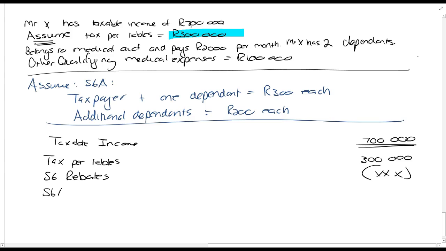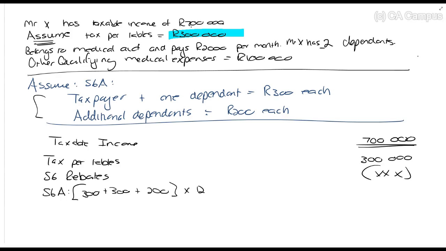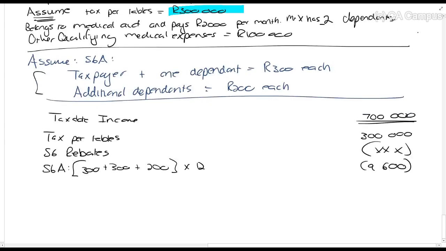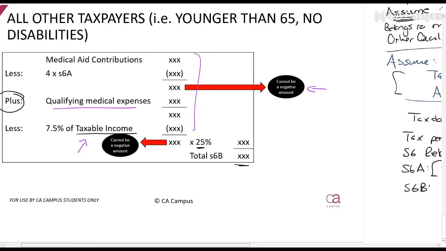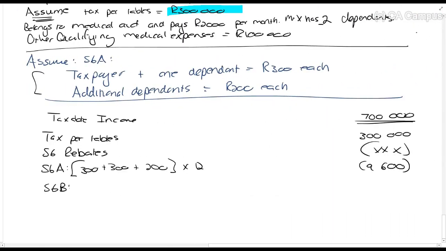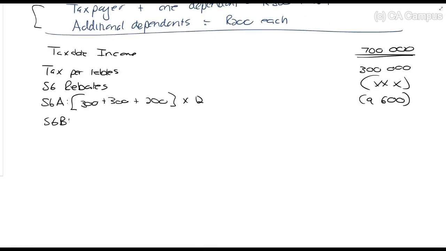Then it's section 6A. Now this taxpayer has 2 dependents. So we get, in my example, just in my example, 300 rands for the taxpayer, 300 rands for the 1 dependent, and 200 rands for the next dependent. Times 12 for the entire year. Okay, so guys, focus on the principle here, the principle. Section 6B then. Now you just basically copy down this formula here and you just fill it in. So that's why I'm saying you need to study it all by heart.